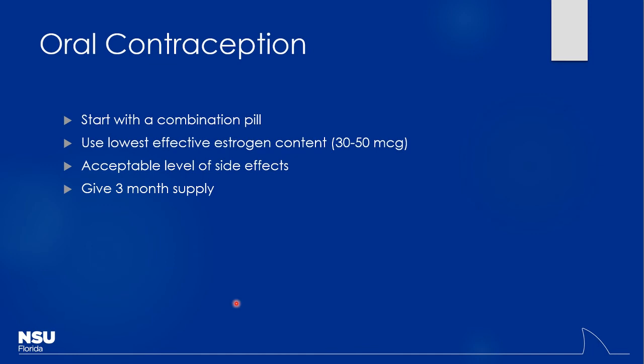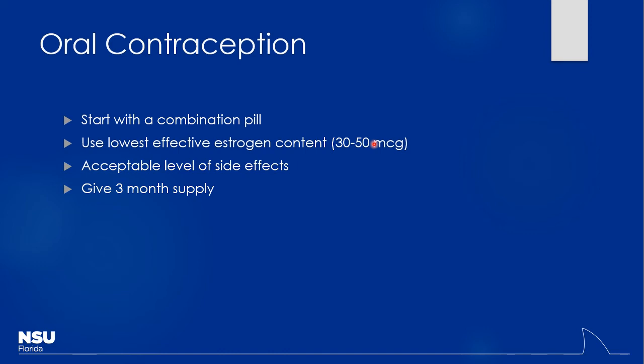So typically, if you're starting a patient on oral contraception, you want to start with a combination pill unless they have an obvious contraindication. So they have abnormal uterine bleeding and you're not sure why they're having that. They have a factor disorder and they're at risk for clots. Obviously, combination pill is not going to be great. But start off with a combination for most patients that don't have any contraindications. And then typically you're going to use the lowest effective estrogen content you can. So you're using about 30 to 50 micrograms, which again looks like it's quite low as a dose as compared to the hormone replacement therapies we're talking about.